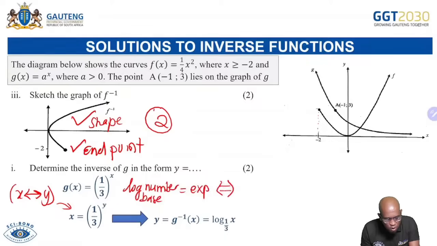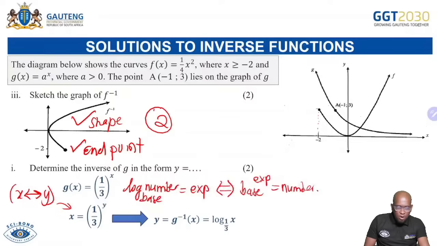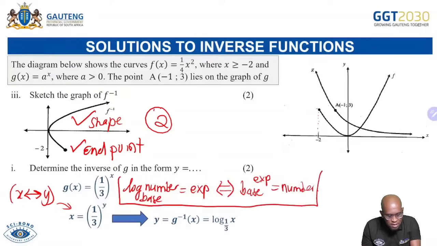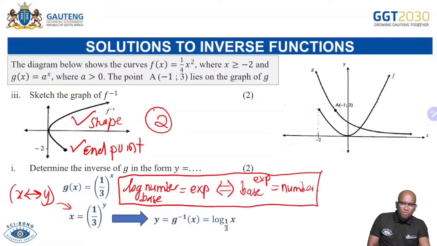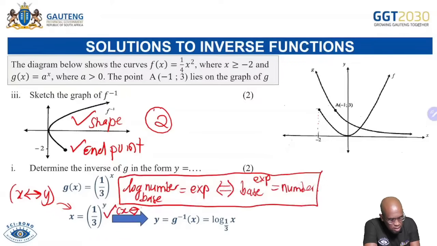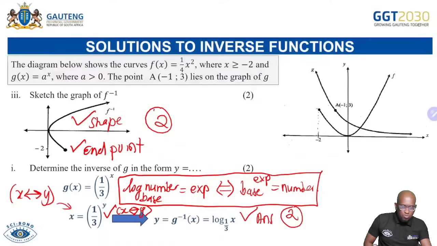Remember, this is born from the base to the exponent is equal to the number. That is how we move from log form to exponential form and vice versa. So we're going to allocate a mark for interchanging x and y, and then a mark for the answer using the logarithm. So this will be 2 marks. So this concludes the questions on functions.